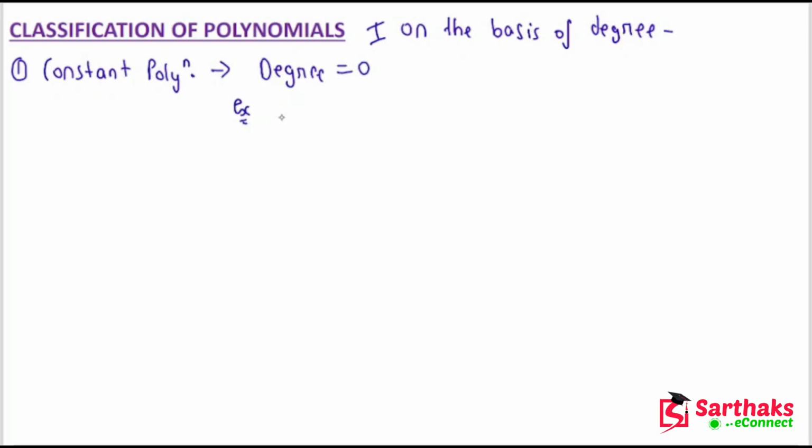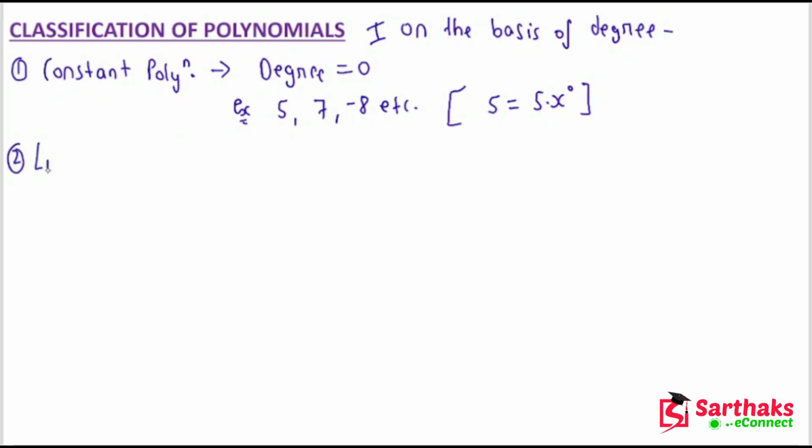What are some examples of constant polynomials? Like 5, 7, minus 8, etc. Now you'll say, sir, why is it a polynomial? Because it does not contain any variables. So let me give a reason here. You can write 5 as 5 into x to the power 0. It is a constant polynomial because it does not contain any variable. You have just written it for the sake of showing it as a polynomial. So it is a constant polynomial and has degree 0.